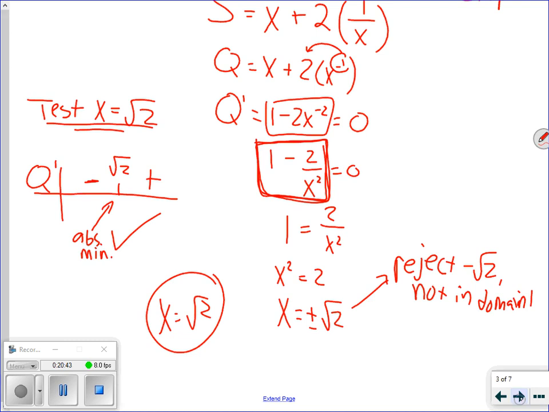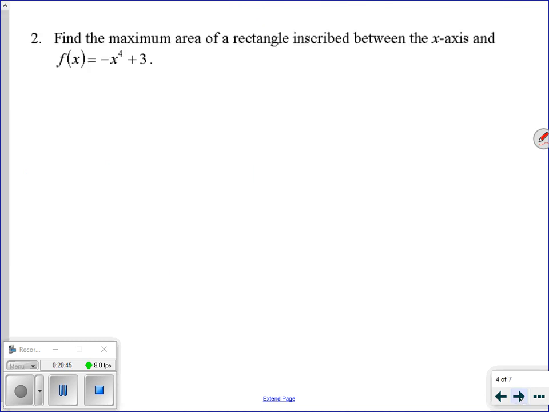Nice. And let's see, we're at minute 20. We can probably get at least, well, maybe one more. We'll probably do this one and then leave the last problem for class. The last problem for class is a good one.